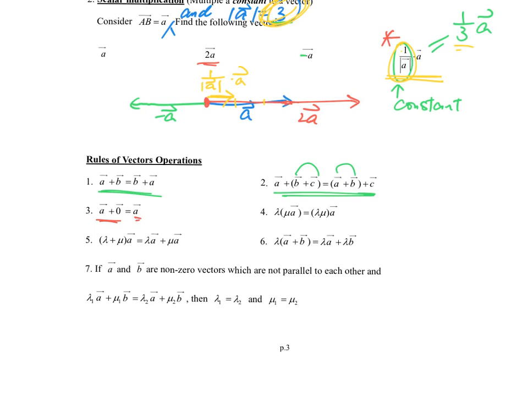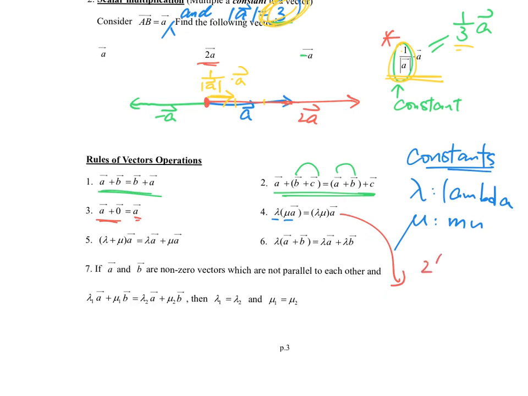In vector notation, we always like to use lambda and mu. These are 2 Greek letters: this one is lambda, and this one is called mu. These are 2 Greek letter constants we like to use in vector form. When multiplying constants, the order is okay. For example, number 4, you can treat it as 2 times 3A vector. Either way it will be 6A vector finally.